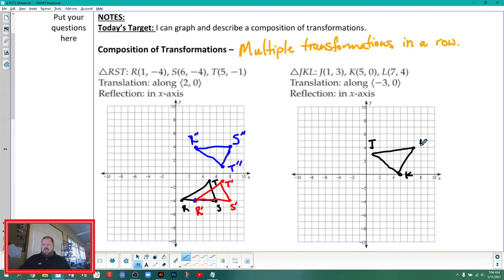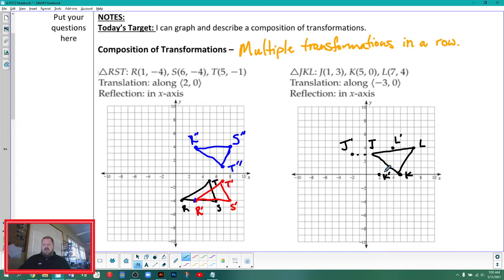Let's see, that's L. Okay, I'm translating it -3, 0. So that is a horizontal move, left 3 units. So J is going to move 1, 2, 3 units to give me J prime. L is moving 1, 2, 3 units for L prime. And K is moving 1, 2, 3 units to be K prime.